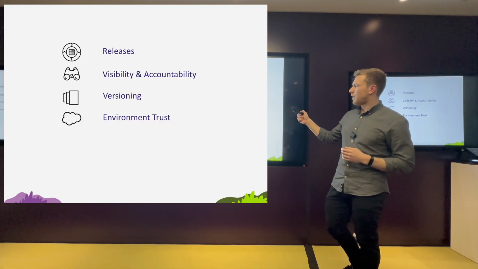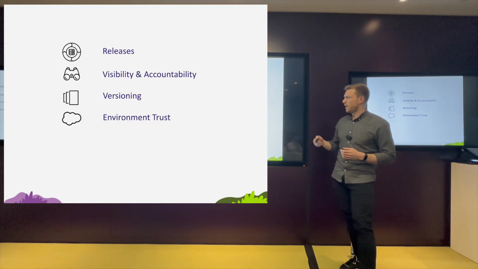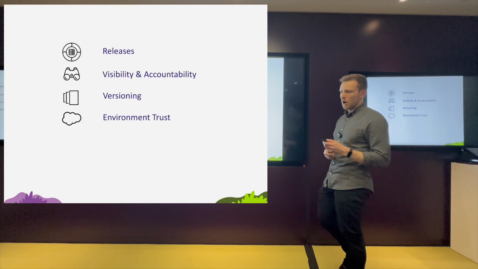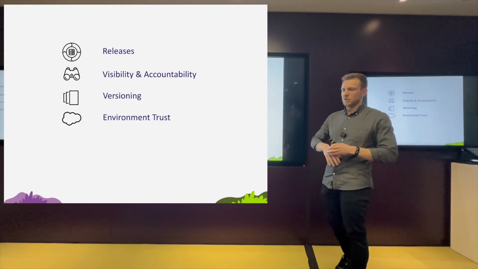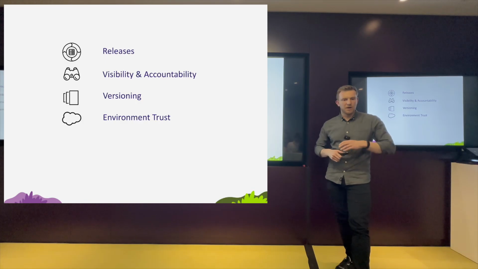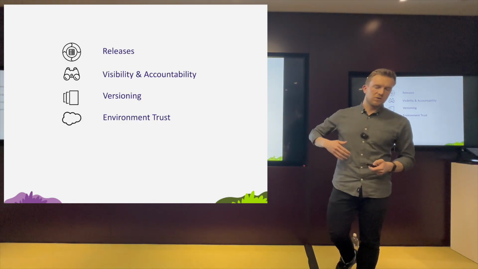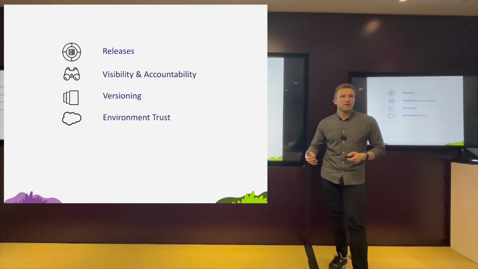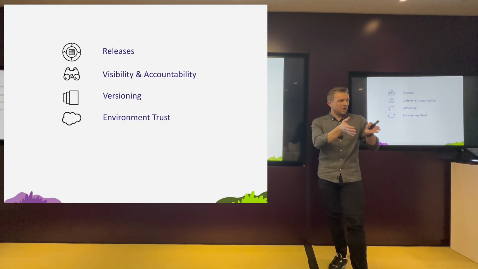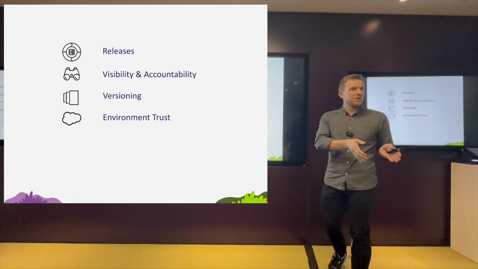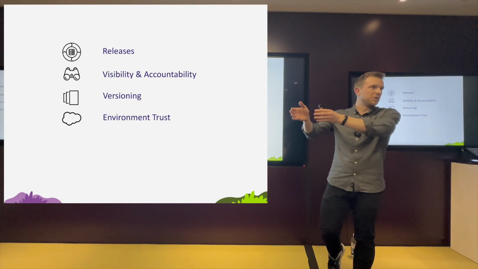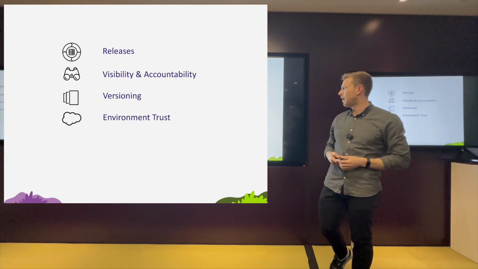Trusted environments. This is probably the biggest one for me. So knowing the state of all of your sandboxes, knowing what was last released to it, knowing that the data's not old. But also, if we're following a source-driven development approach, knowing and trusting what is in our repository, what is in our master branch, is actually what is in our production org, or whatever org we might be dealing with.